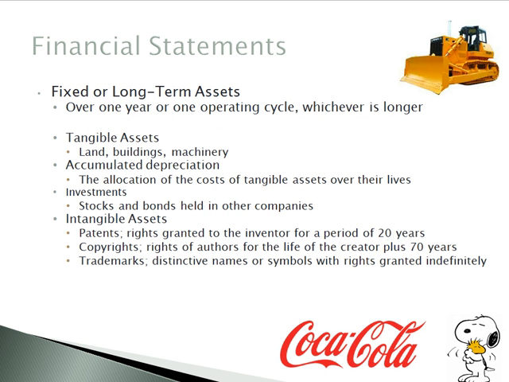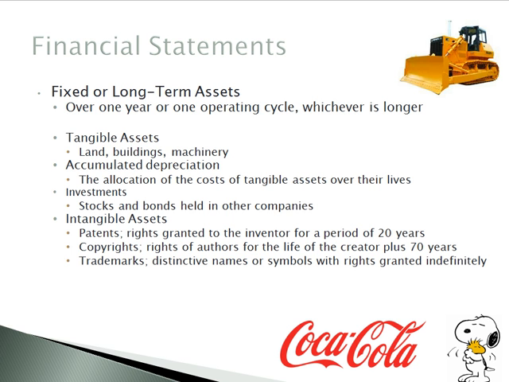Fixed or long-term assets are those that are held over 1 year or one operating cycle, whichever is longer. They can include tangible assets such as land, buildings, and machinery. Depreciation is the allocation of the cost of an asset over its life, and this is subtracted from the value of the asset, reducing the value of the asset on the balance sheet. It's added up over the life of the asset and accumulated into accumulated depreciation. Stocks and bonds held in other companies are also listed under long-term assets. They're not necessarily marketable securities, but longer-term investments.